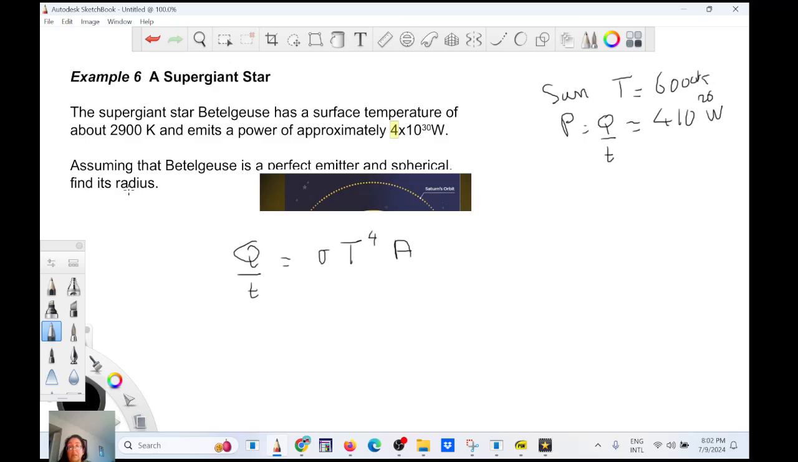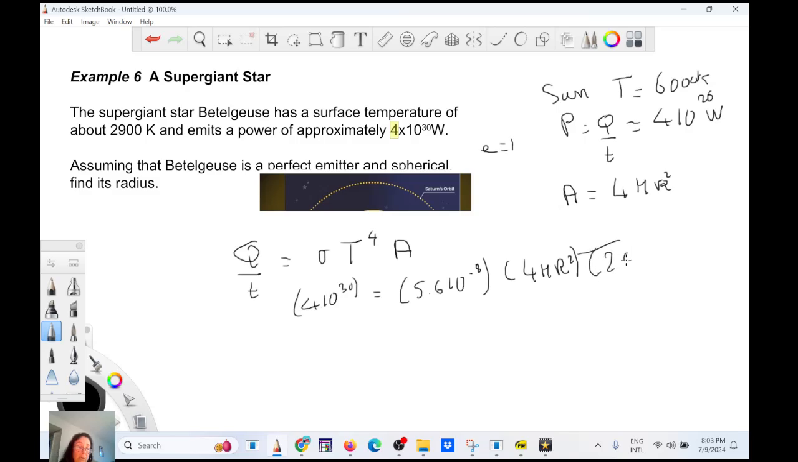Okay, so they want you to find the radius. And the area of a sphere is about 4 pi r squared. Okay, so you just plug it in. So power is 4 times 10 to the 30. And then you have Boltzmann, what's the constant? 5.6. So it's going to be 5.6 times 10 to the negative 8. So we suppose that E equals 1. Okay, the area 4 pi r squared. And then you have the temperature to the fourth power. And you are solving for R.